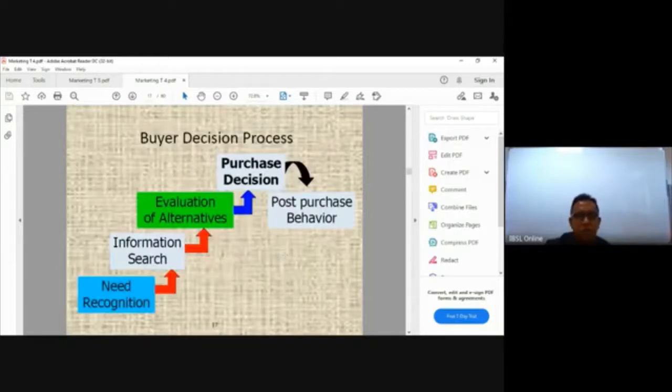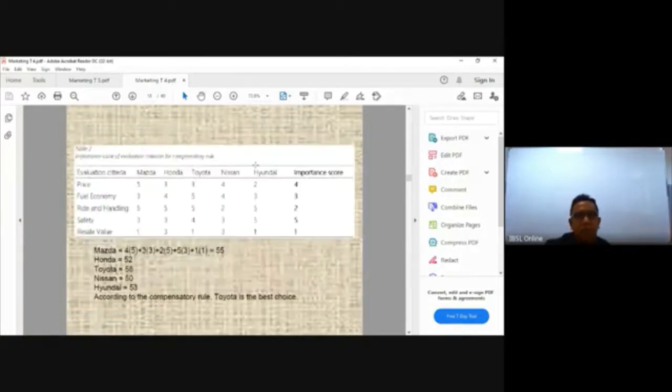So once you have the need, there are a number of brands that you are aware of in a particular product, and then you decide to consider a few brands out of it, and finally you evaluate and take the purchase decision. You are clear on that, right? Now take one example.